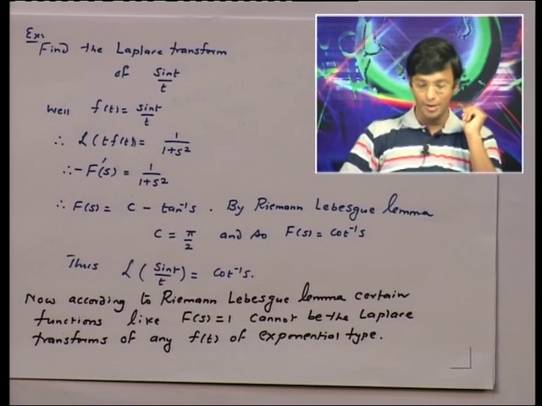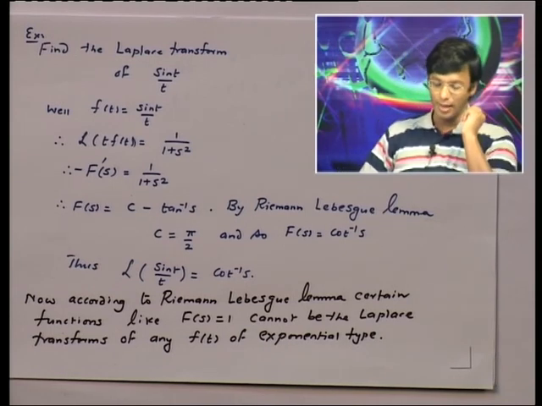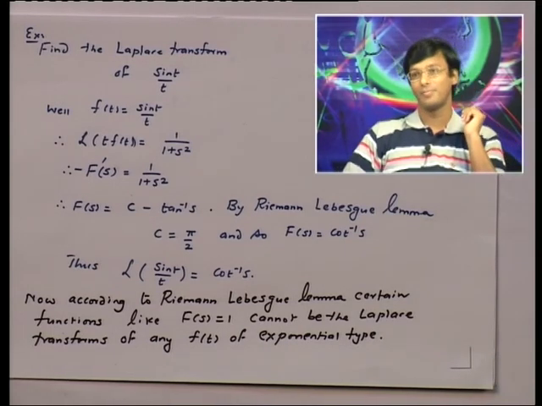So, according to the Riemann-Lebesgue lemma, certain functions like F of s equal to 1 cannot be the Laplace transform of any f(t) of exponential type.